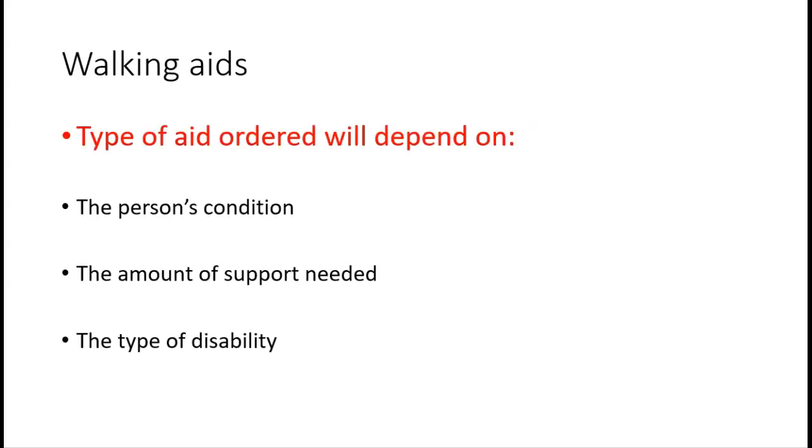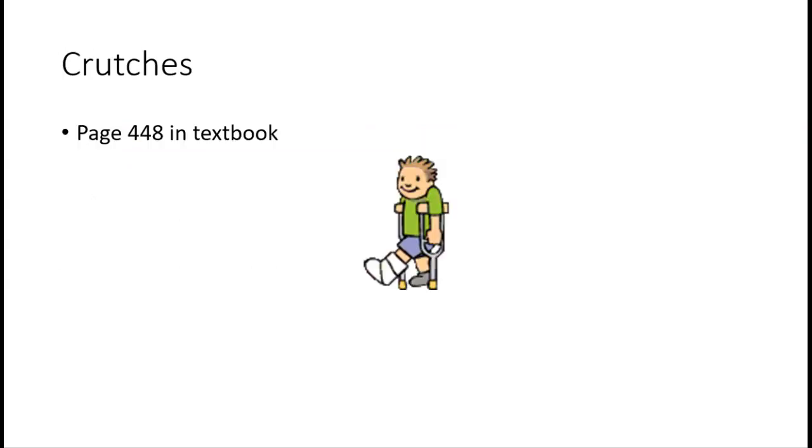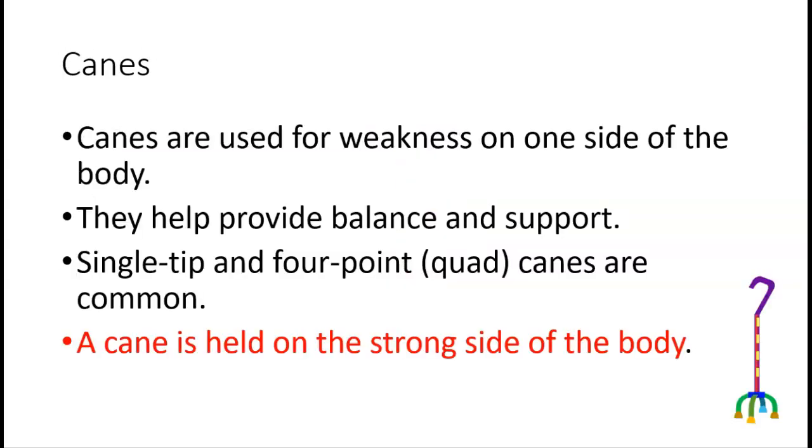There are different types of walking aids that you may come across when you're helping a resident to ambulate or walk, and that could be a cane or a walker of some sort. The walking aid's really going to depend on what the person's condition is, how much support they need, their type of disability. Learning about crutches, you can find that on page 448 in your textbook.